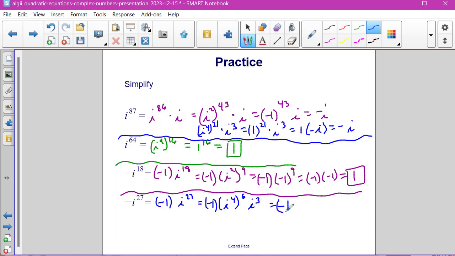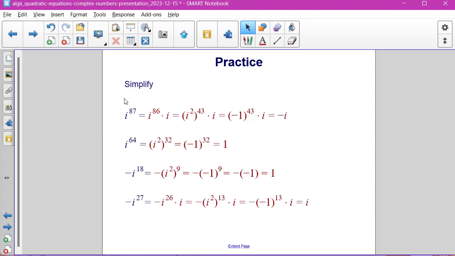So we have a negative 1, then we have positive 1 raised to the 6th power, and i cubed we have found is equal to negative i. So this 1 raised to the 6th power is 1, and then we have negative 1 times a negative i, so we're going to have positive i as our final answer for this problem.